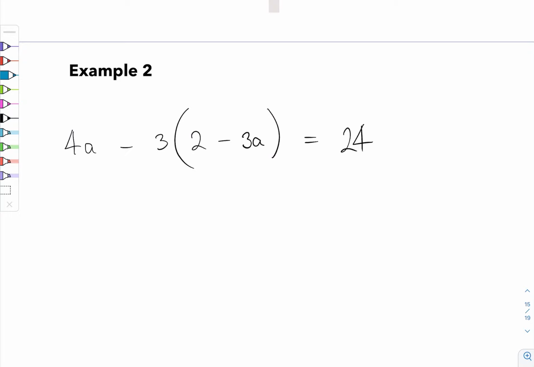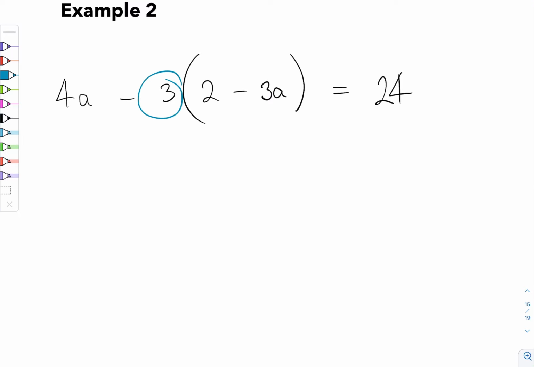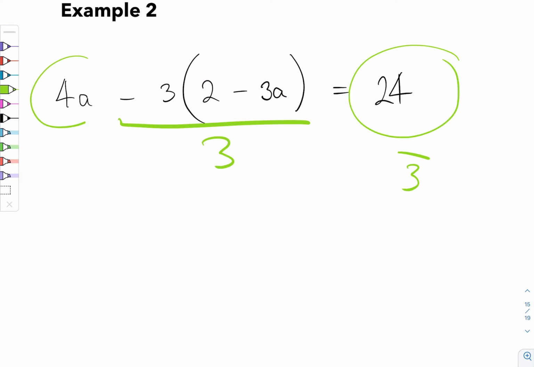But I'll show you an example where you absolutely do have to open up the bracket. If I wanted to get rid of this 3, sorry, that's actually a negative 3 by the way, and I used the exact same trick I just applied by dividing everything by a negative 3, that means I would have to divide this chunky bit by 3, and I'd also have to divide this chunky bit by 3.